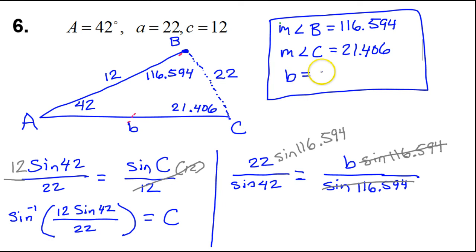So I got 29.3999. But if I round to the nearest thousandth, that would be 29.400. So that's it. That is the solution, the one and only solution for number 6.